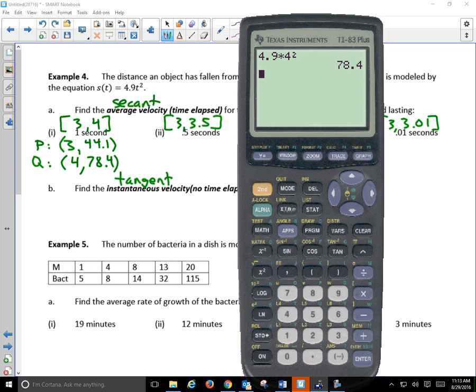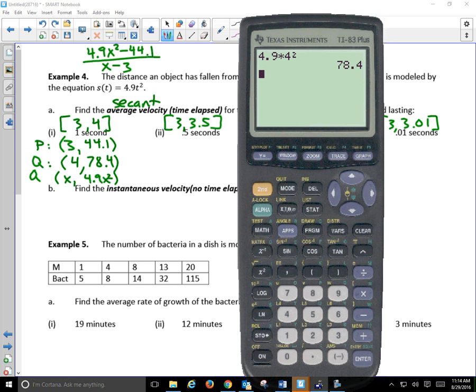So if you instead would like to write a slope function, as you guys were talking about, and say, let's say you wanted to do 4.9 x squared minus 44.1 divided by x minus 3, you could do that. That would be fine. So instead of Q being 4 and 78.4, if you chose Q to be x and 4.9x squared, that's fine.